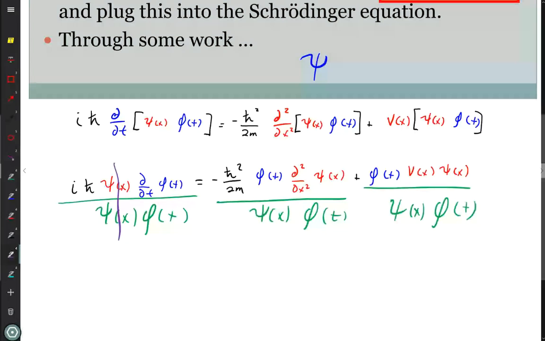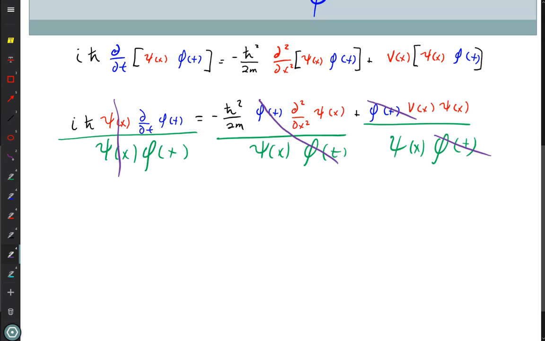Here the psi of x is canceled. Here the phi of t is canceled. Here the phi of t is canceled. So what do I have on the left-hand side?